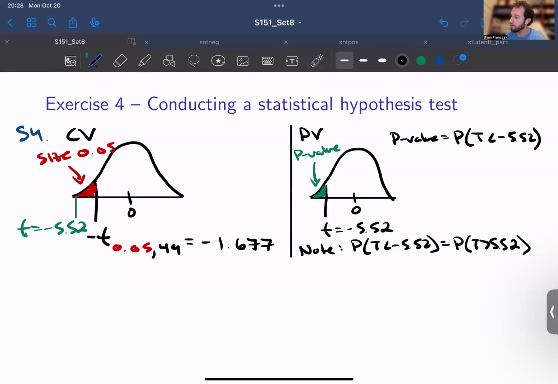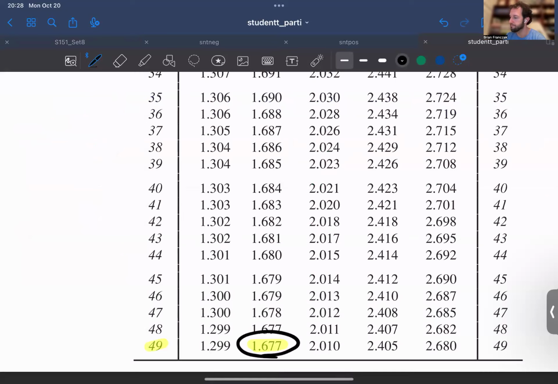So we go back to our t-table. We have 49 degrees of freedom, right? So same calculation. And what we're going to do is work our way across the line and look for positive 5.52, right? So we're treating this as if it's upper tail.